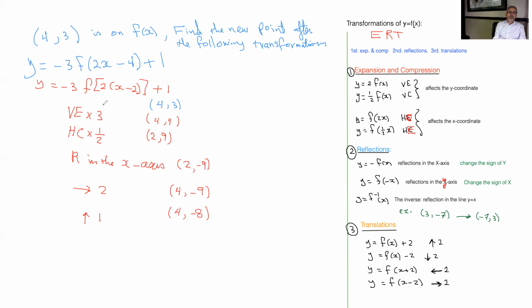This is what you do. Just write what's happening here, put your original point, and start going through the steps. So when you go vertical expansion by 3, you multiply the y by 3 and you get 4 and 9. Now you work from here for the next step. And when you go to the next step, work from here, and then on the next step, work from there and so on.